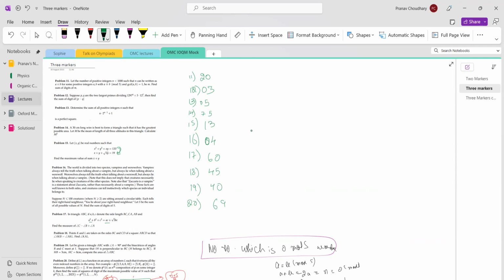So in the next video we will probably discuss all the 5 marker solutions, or maybe I'll divide it into two parts: 21 to 25 in the first video, and 26 to 30 in the next video. Okay, so I'll stop recording.